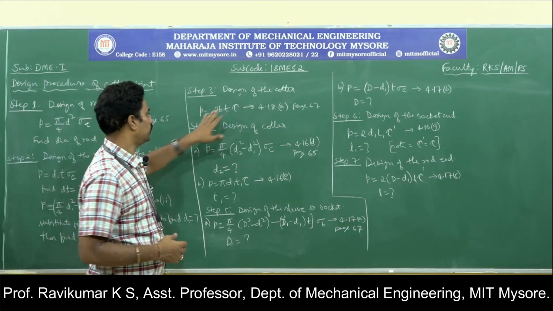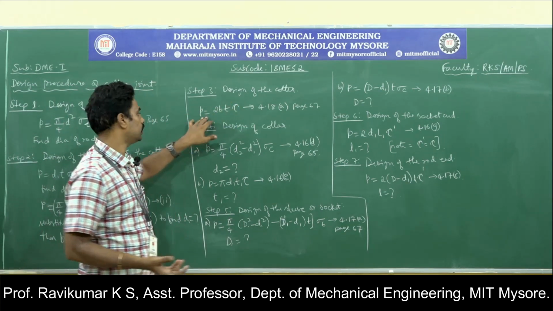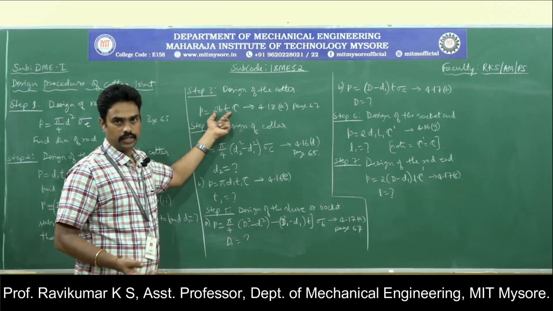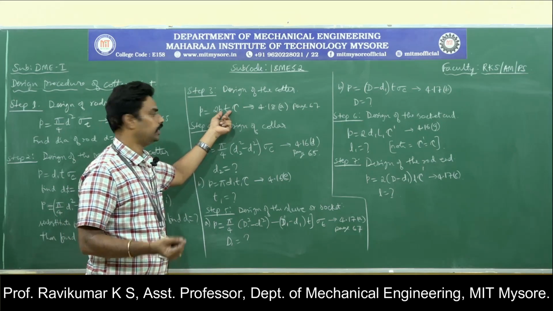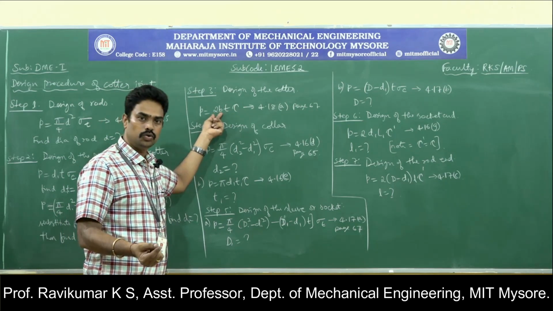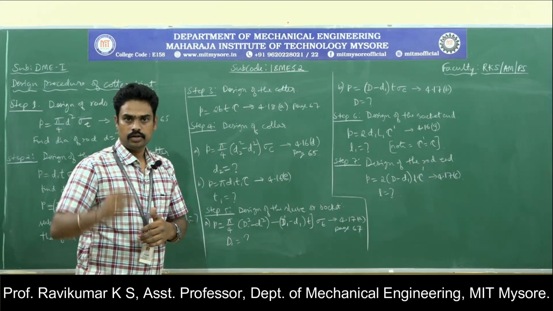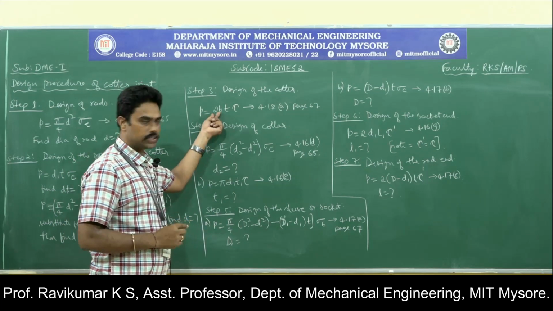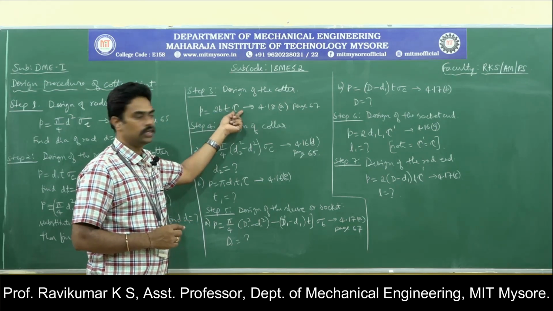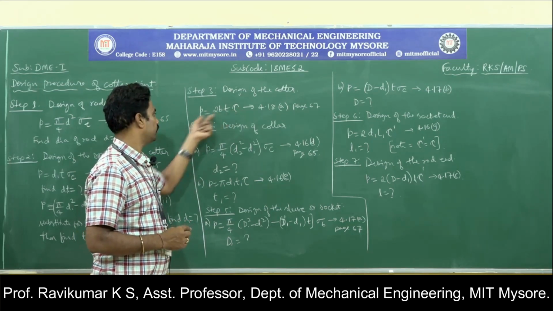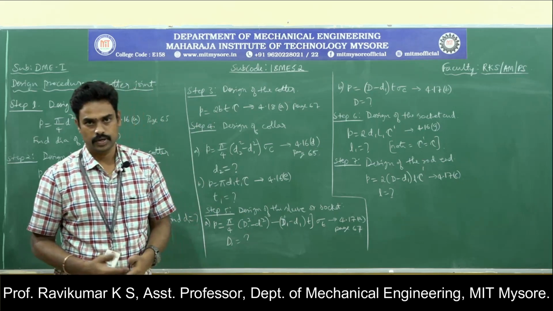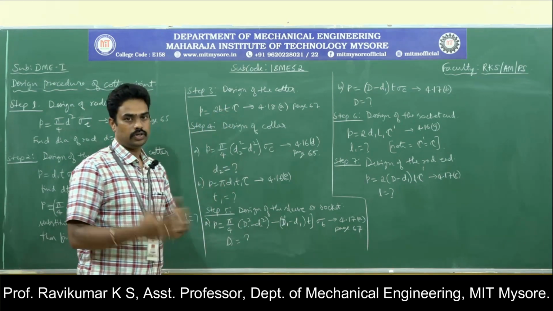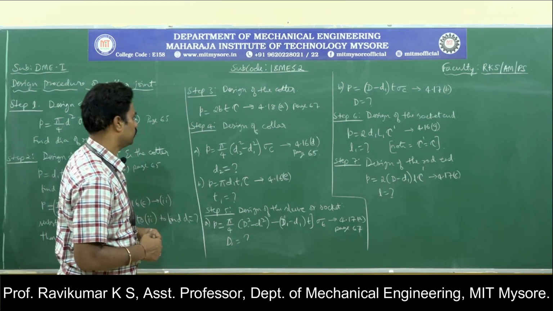So design of the quarter for the shear stress, double shear: P, that is the load, is equal to 2B into T, which is the area of shear. B into T is the area of shear. 2, because it is double shear, shear will take place at two different parts. So double shear into the shear stress tau. So here tau is equal to P divided by area, the shear stress formula. Area I have taken this side, so this is B into T is the area. 2 is to denote double shear.